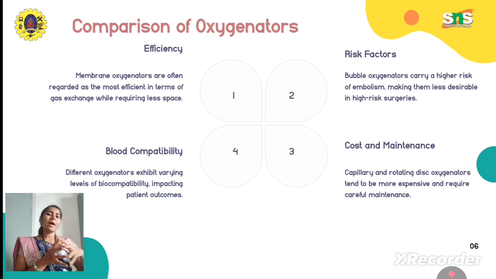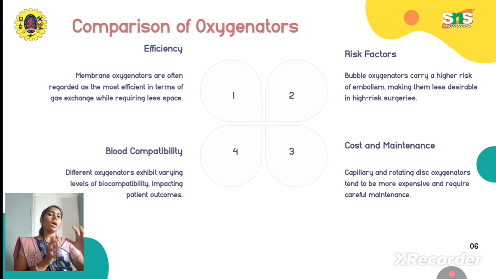So what is the comparison of these oxygenators? We are going to compare all the different types of oxygenator on four characteristics. One is efficiency, then risk factors, third is cost and maintenance, and fourth is blood compatibility. If you talk about efficiency, the membrane oxygenator is very efficient in terms of gas exchange. At the same time it requires very little space.